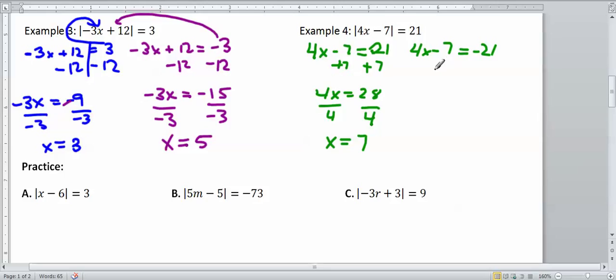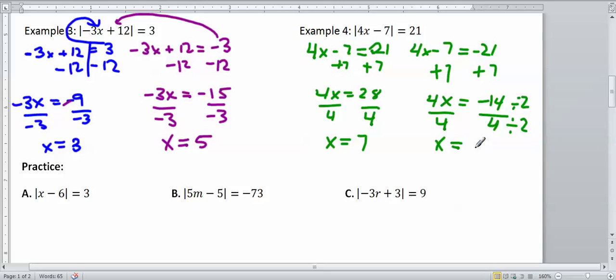Then solve the second one. I'll add 7 to both sides. You have 4x is equal to negative 14. Divide by 4, divide by 4. You get x. I can't divide this evenly, so I just have to reduce. So divide both of these by 2. So I get x is equal to negative 7 over 2. Alright, so your two answers should have been x is equal to 7 and x is equal to negative 7 over 2.